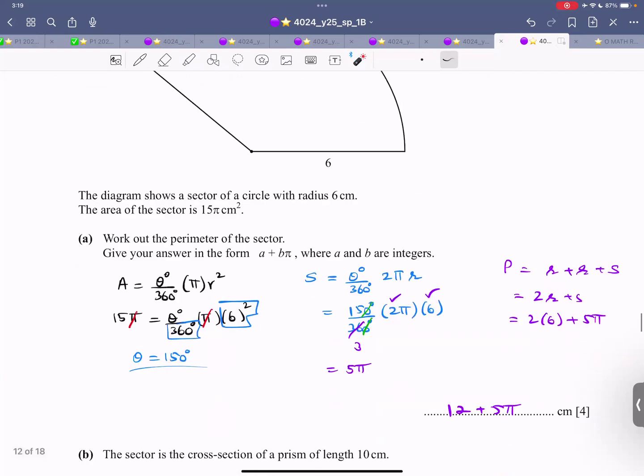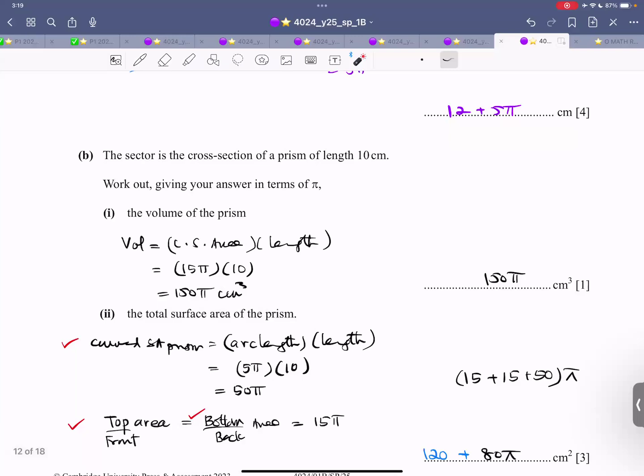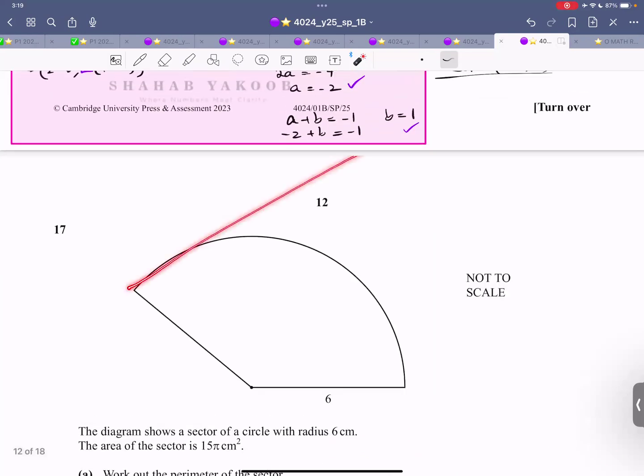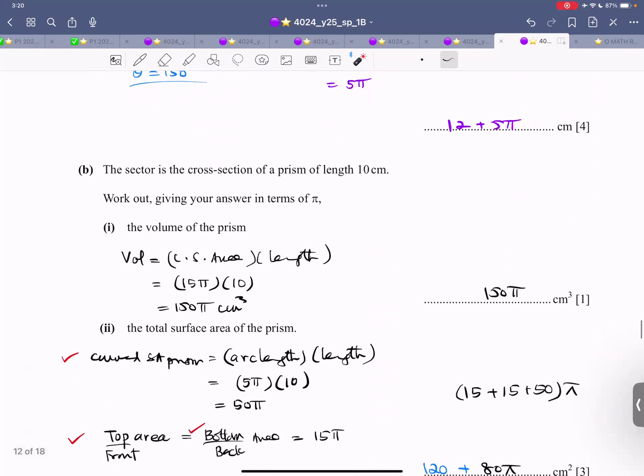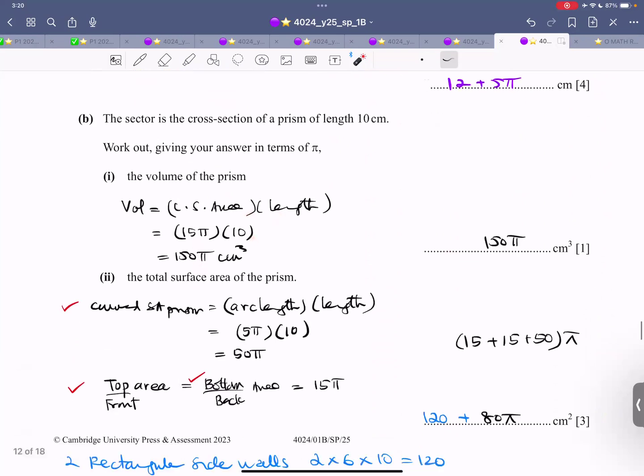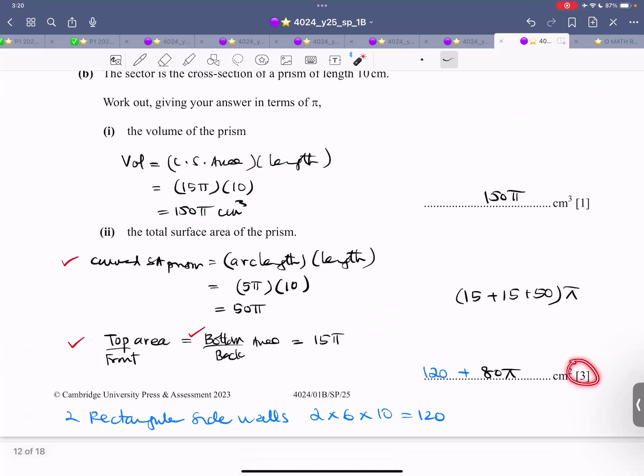That is the working. The second part: the sector is the cross section of a prism of length 10. Work out, giving your answer in terms of pi, the volume. So now let's say the prism goes like this. You have to visualize a bit. And then cross-sectional area into length, 15 into 10, that is 150 pi. That's only for 1 mark. This one is for 3 marks.